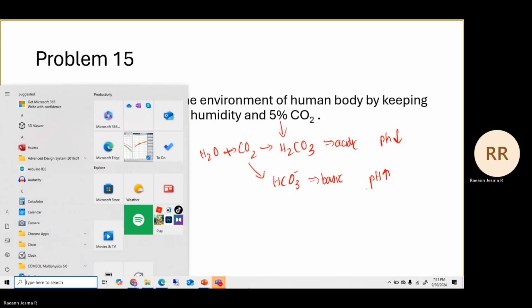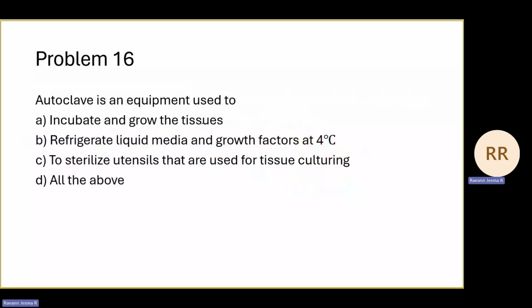Problem 16. Autoclave is an equipment used to option A, incubate and grow the tissues. Option B, refrigerate liquid media and growth factors at 4 degrees centigrade. Option C, to sterilize utensils that are used for tissue culturing. Option D, all the above. The correct answer is option C, to sterilize utensils that are used for tissue culturing.